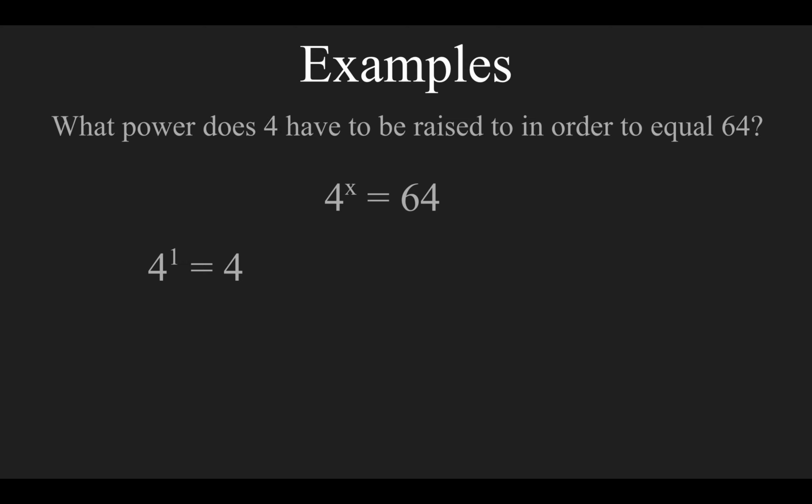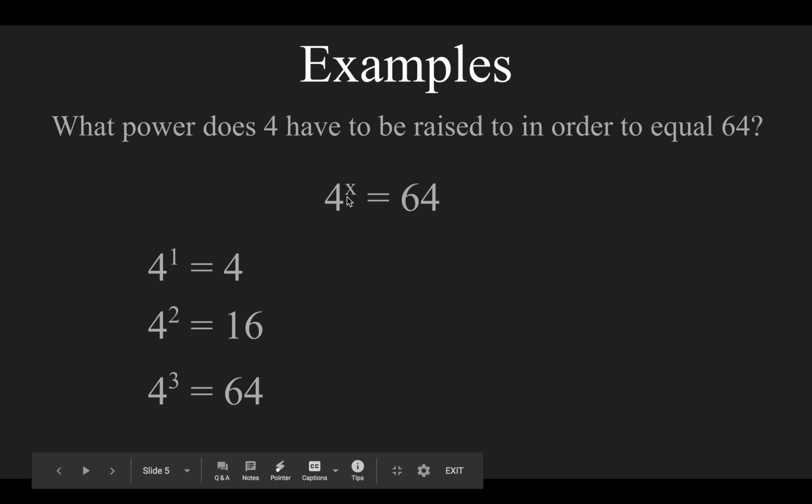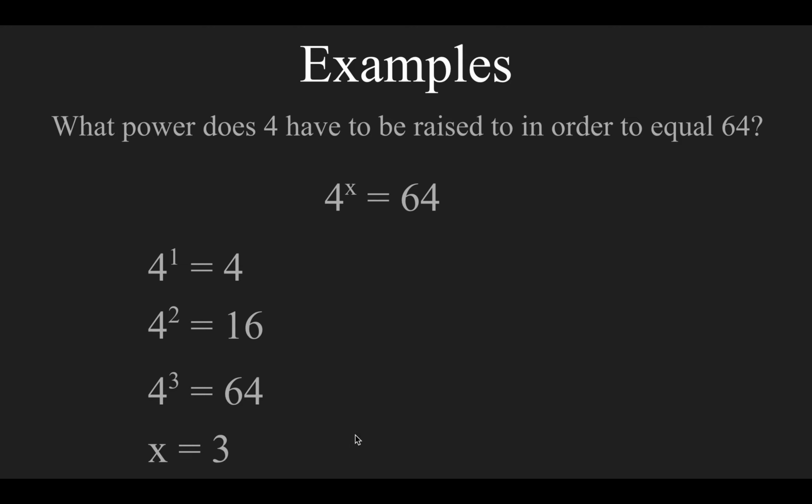4 to the first equals 4. Not quite there. Got to get a little bit bigger. 4 to the second, 16. Still got to get a little bit bigger. 4 cubed equals 64. Nailed it, right? 4 to the what equals 64? 4 to the third equals 64. X is 3. So that is the guess and check method.